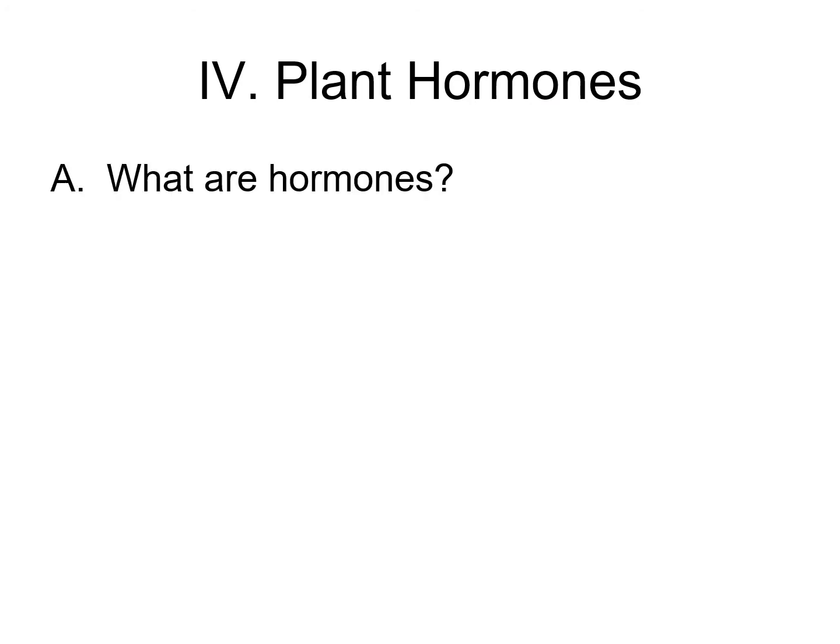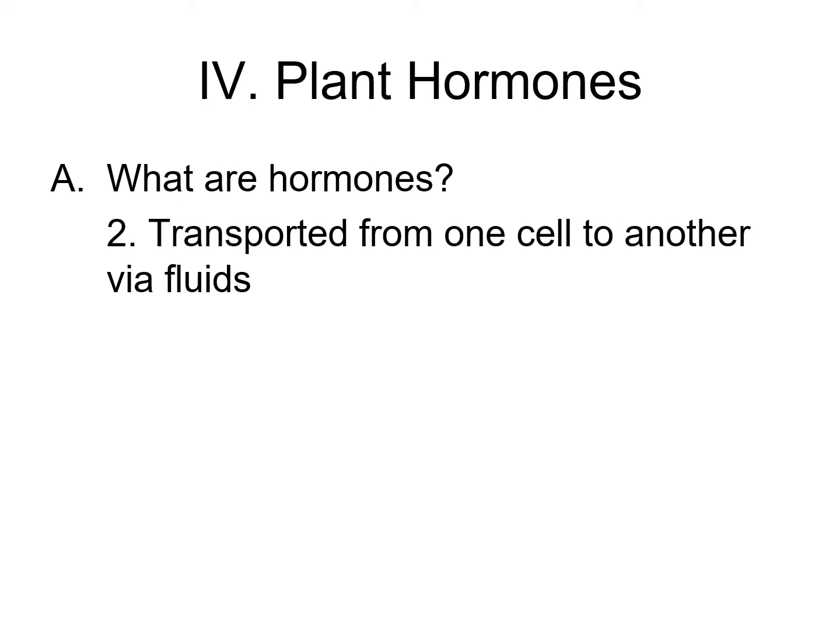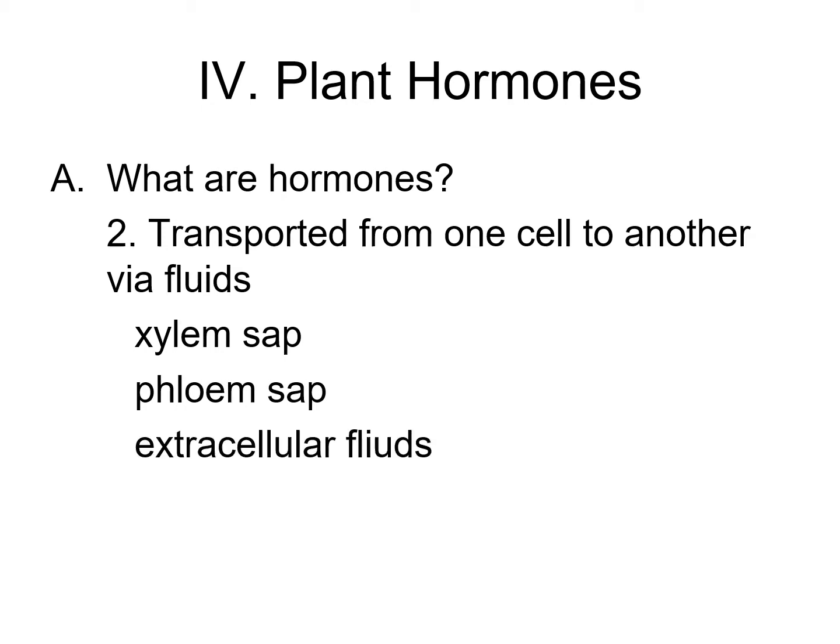All right, so hormones are chemical messengers. There are many different kinds of chemical messengers. Some work within a cell. Hormones are messenger molecules that work outside of one cell. They're made by one cell and transported to another by fluids. The fluids in plants would include the sap in xylem, the sap in phloem, generally any extracellular fluids.